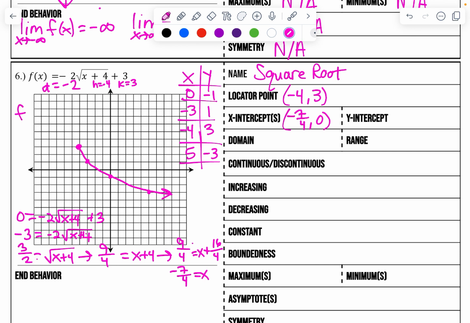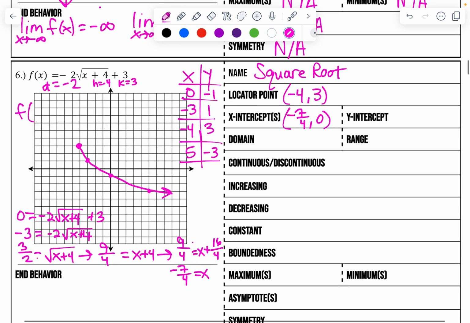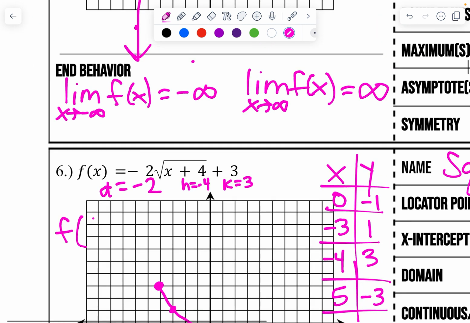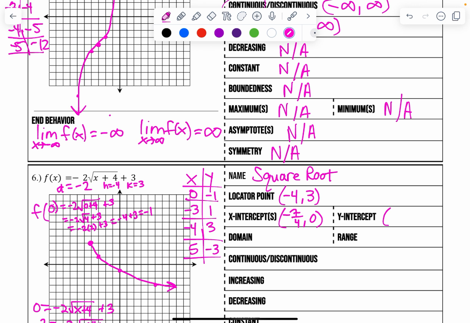So if we get a common denominator, so 4 is really 16 over 4, so that we can subtract 9/4 minus 16/4 gives us 7/4. And so that's our x-intercept. Remember, for the y-intercept, we are taking our function and replacing the x with 0. So we get -2 times 2 plus 3. So -4 plus 3 gives us -1 for that y-intercept.